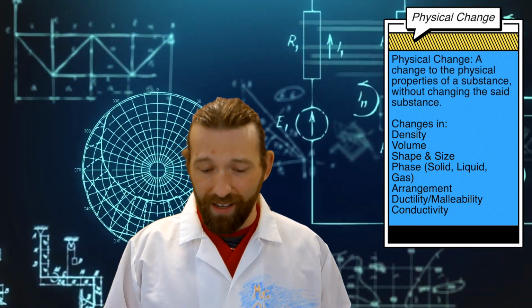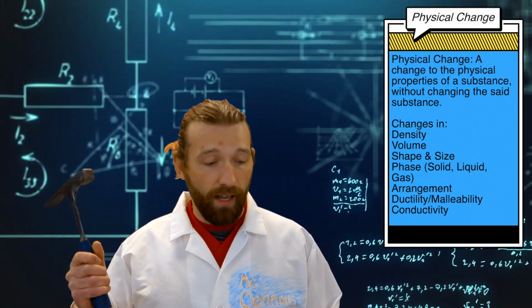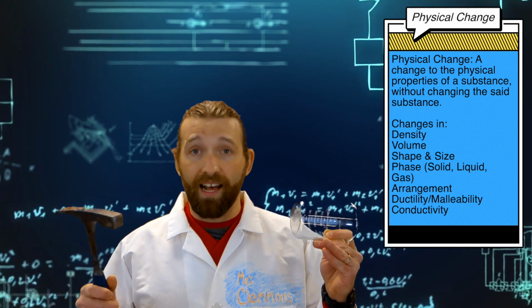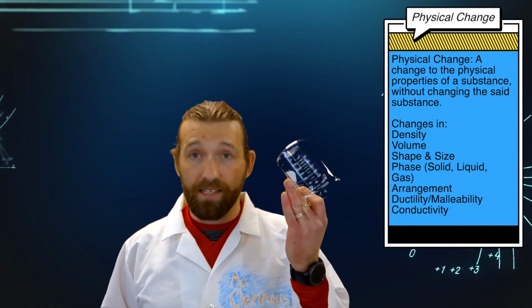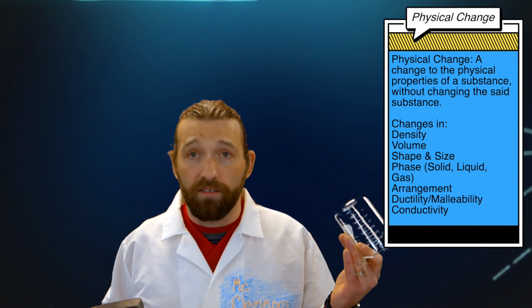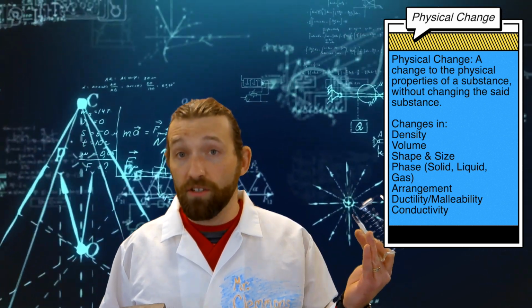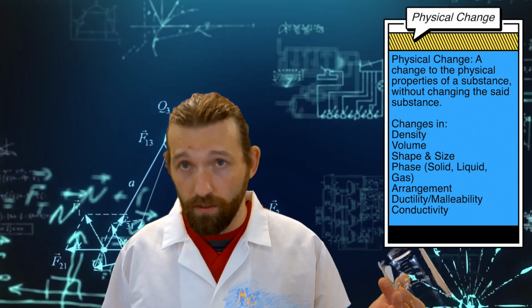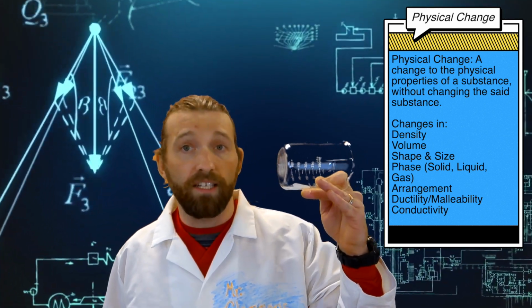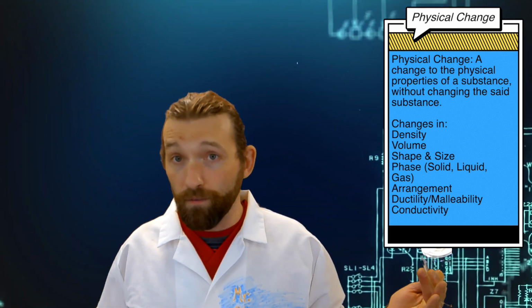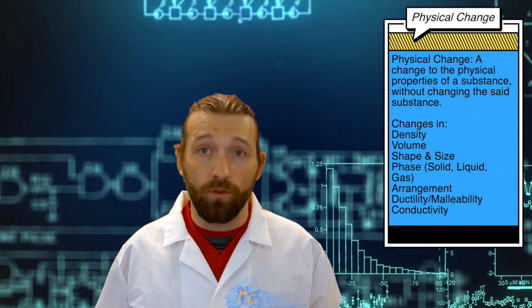So for instance, if I take this hammer and I take this glass beaker and I smash this into as many pieces as I can, it's still glass. It's just a different size and shape now. So I changed its physical characteristics, but it's still glass. It hasn't changed into a new substance. So therefore, it's a physical change.